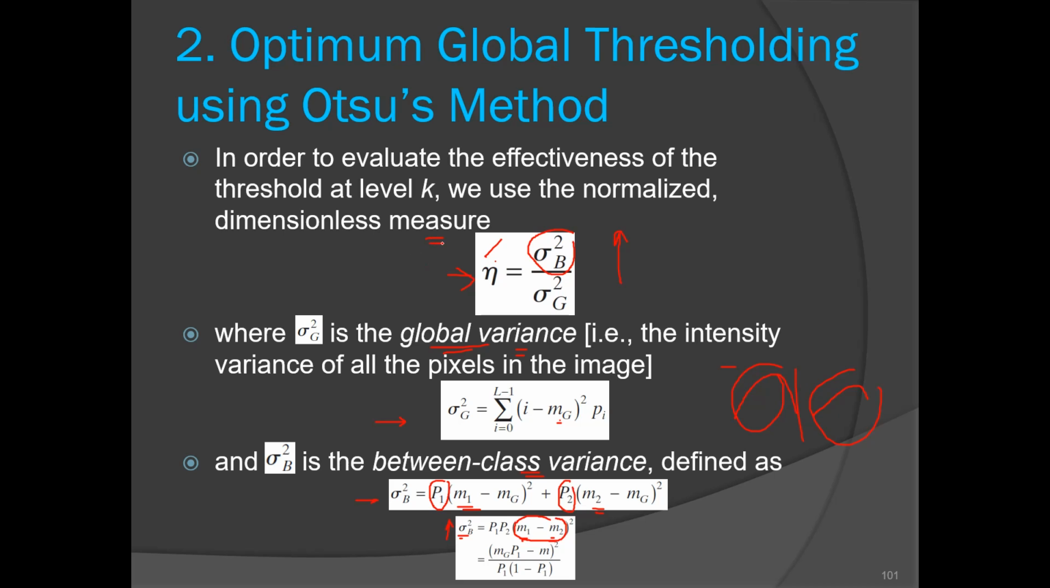So this is the measure that we have introduced. We will select the k value with the highest value of it, which will have the higher between class variance, and then we'll decide that k value.